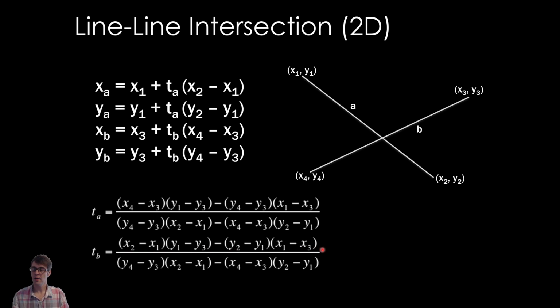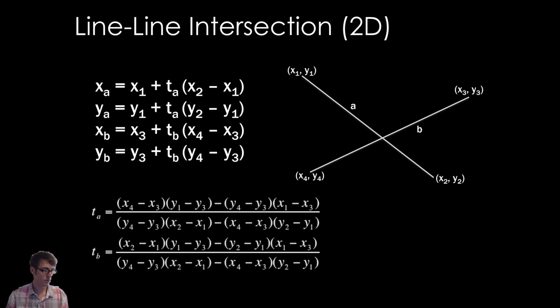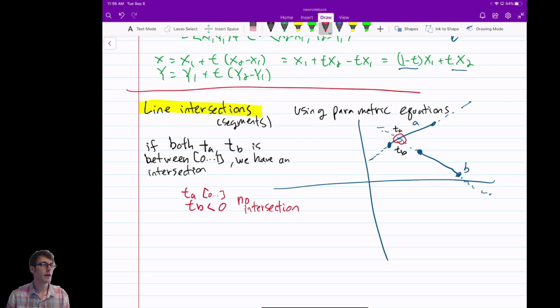So you can look it up. I'm not going to derive it for you, but it's actually really simple using parametric forms to find out if 2 lines intersect or not. Okay, and I think that's it. Yep, that's it for our parametric.